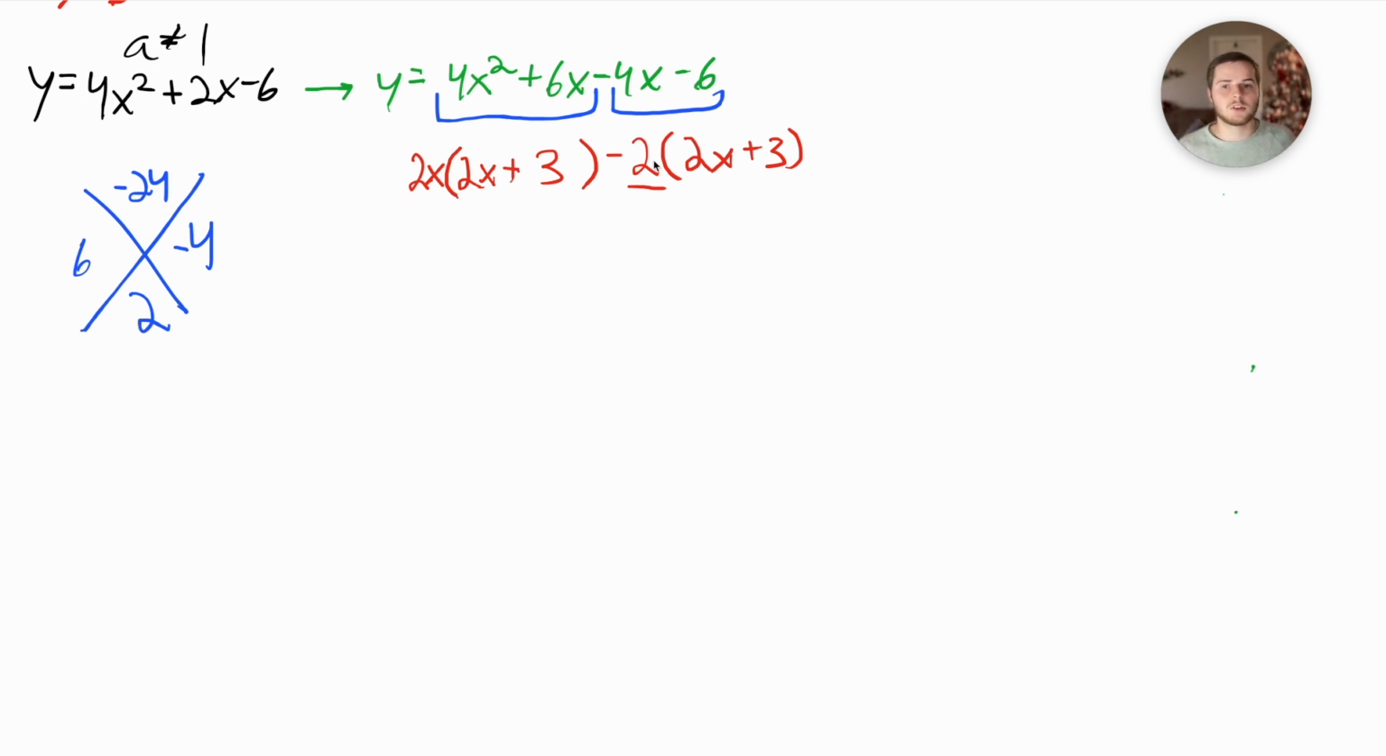So this bottom equation of 2x times parentheses 2x plus 3 minus 2 times parentheses 2x plus 3 is equal to 4x squared plus 6x minus 4x minus 6, which is equal to the original equation of y equals 4x squared plus 2x minus 6.